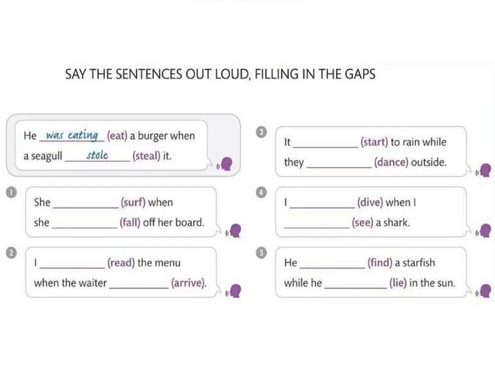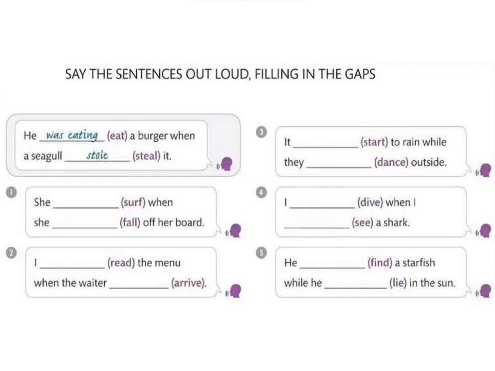Okay, arrival. Number 3, it started to rain while they danced outside. It started to rain while they were dancing outside. The verb to start is short, so it started to rain while they were dancing outside.